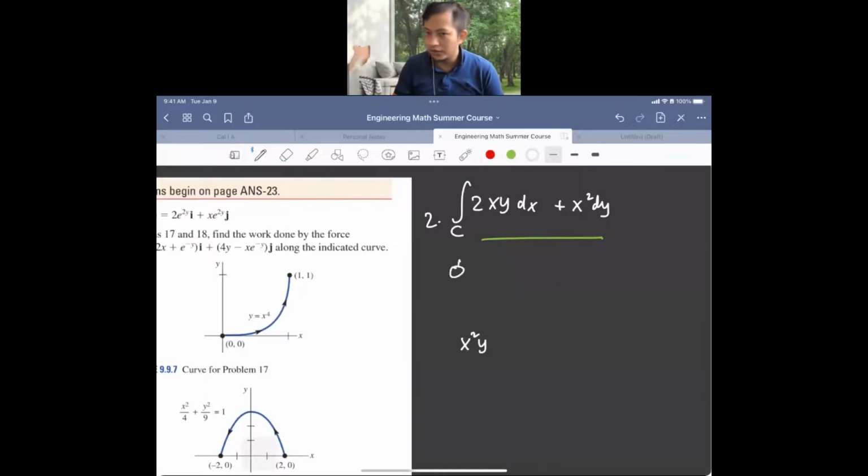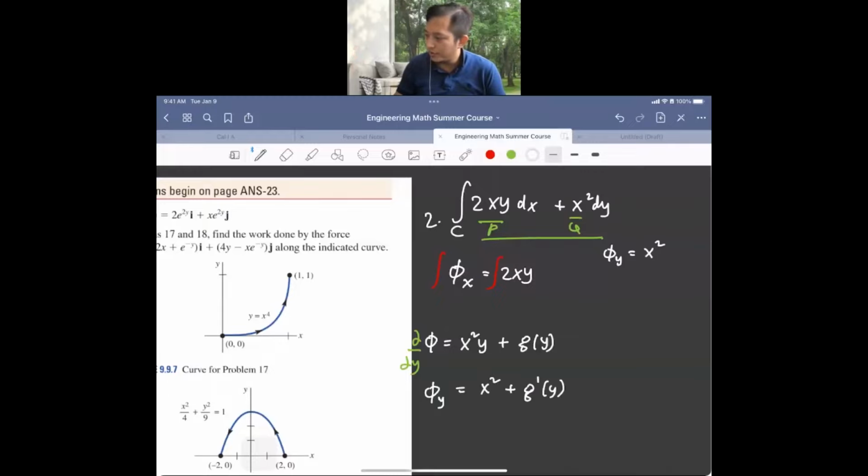Well, let me start with the potential function with partial x, this is 2xy, right? Or if you want to start from the right, you could also do that. So take the integration with respect to x, we will have the potential, and since we integrate with respect to x, we might have a constant that is a function of y. So we write g of y, okay? And then we take partials with respect to y, and this will be x squared plus g prime of y.